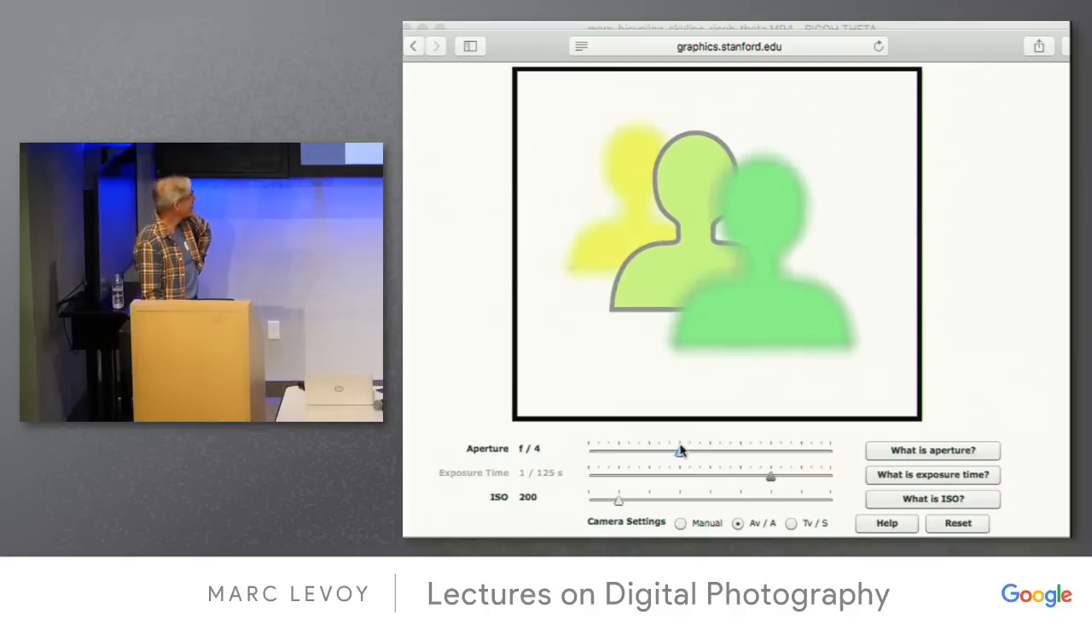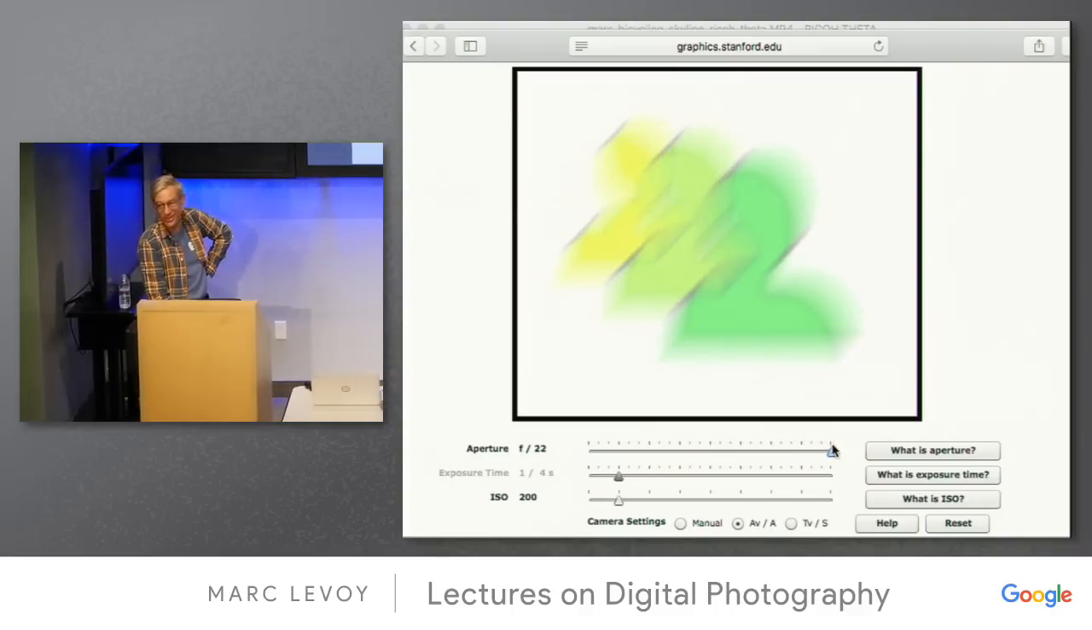If I go the other way, trying to get everything in focus, uh-oh, something bad starts to happen in this simulation, which is handshake blur begins to come in, and everything is blurry because my exposure time is now 1/4 of a second.